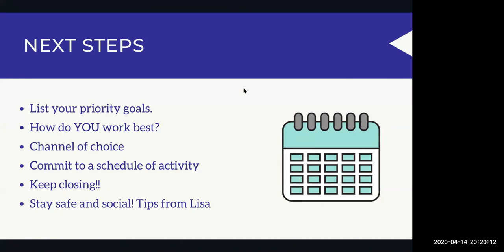So with that, here are some next steps that you all can take from here. List what your priority goals are right now. That may have changed given the nature of our world these days. What are those top goals that you have with your clients, with your business partners, the state of the contracts that you have, the properties that you're showing or selling? And how do you work best?